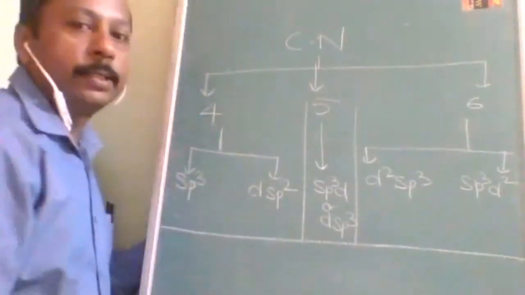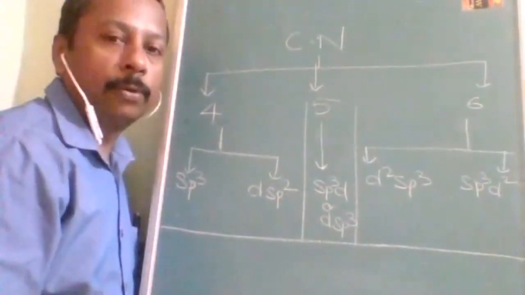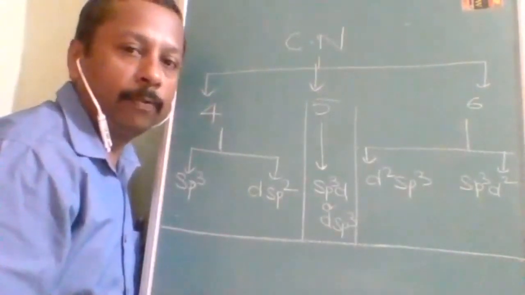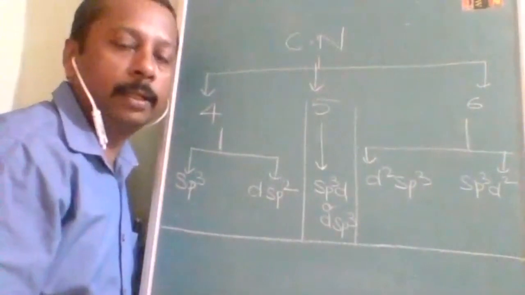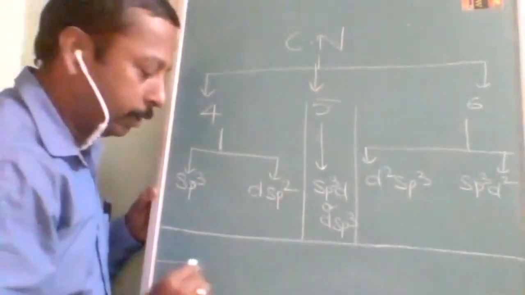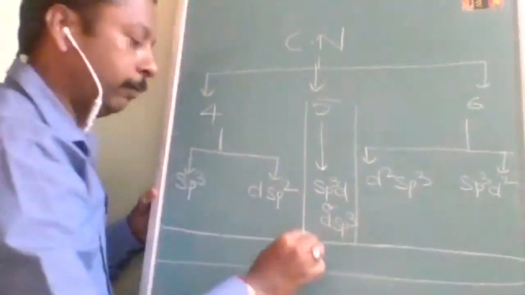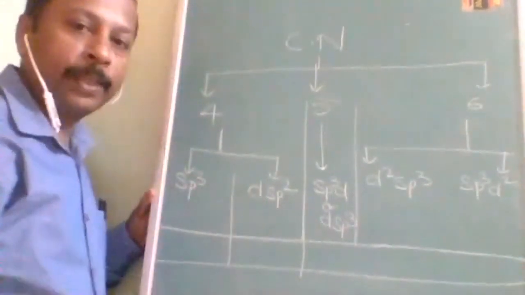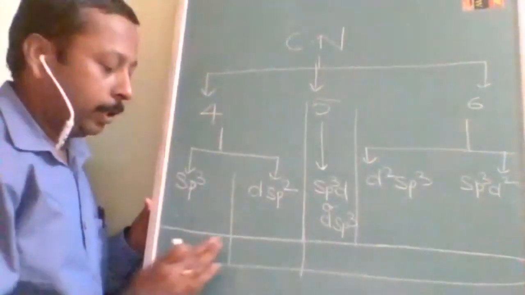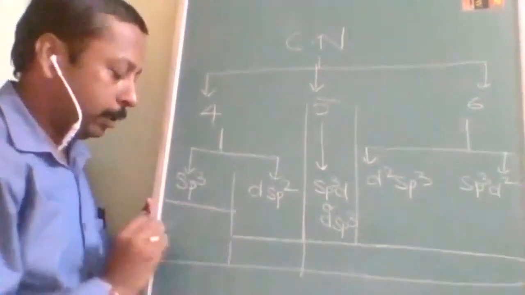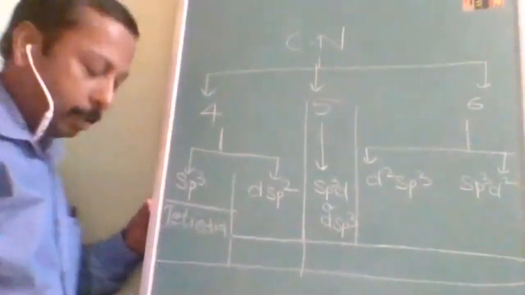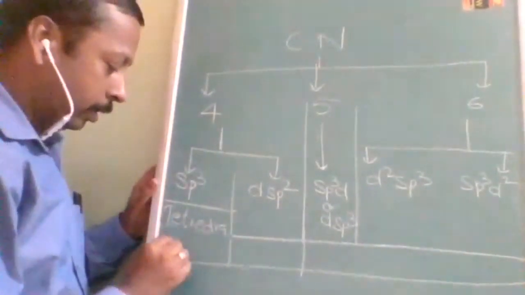Now let's start with coordination number 4. How to find out coordination number 4, and if it is coordination number 4, how to find out whether it is sp3 or dsp2. For ease, here I will write the structures also. If the coordination number is 4 and the hybridization you find is sp3, then the structure is going to be tetrahedral.